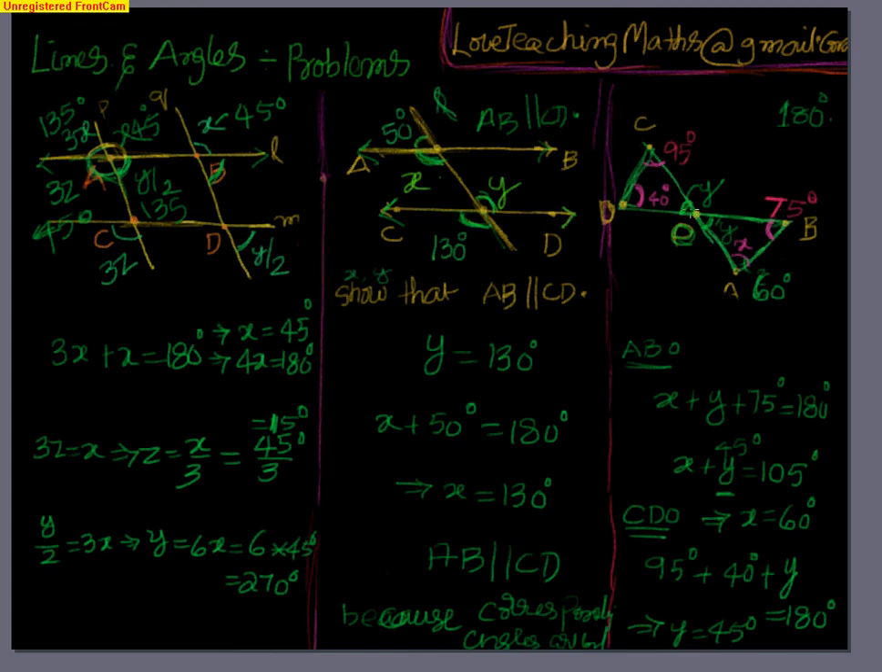Let's go to the other side. y equal to 45, we have remaining two angles are 95 and 40. You add them up, 95 plus 40 is 135, 135 plus 45 is 180. So we are pretty good.